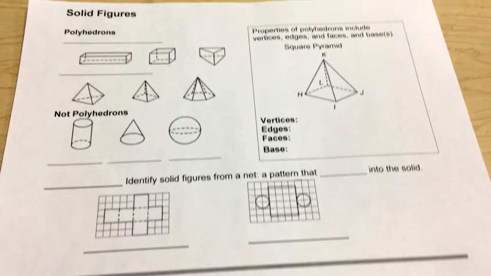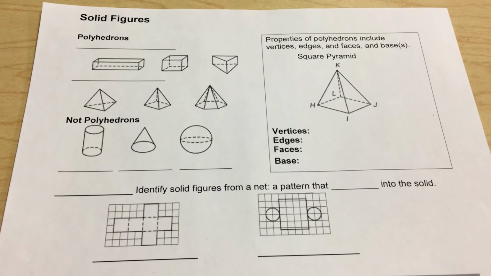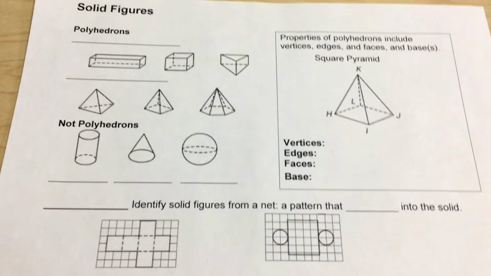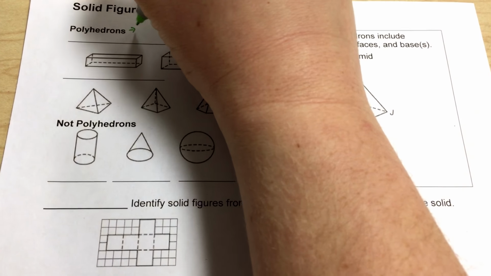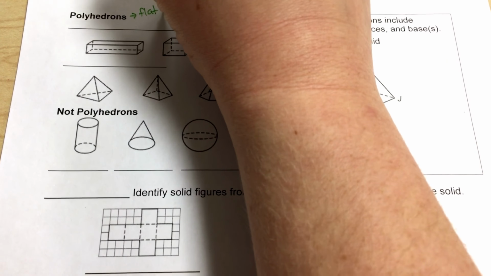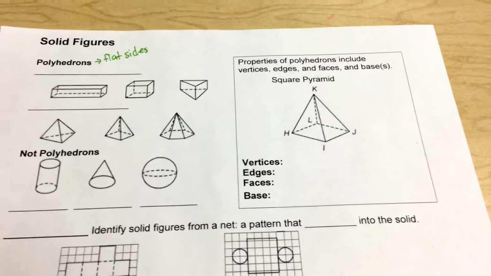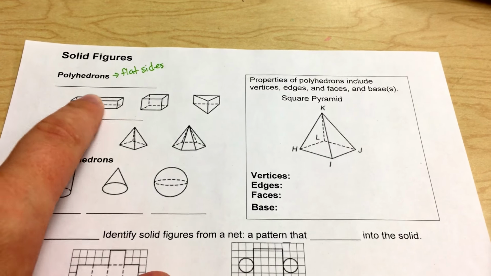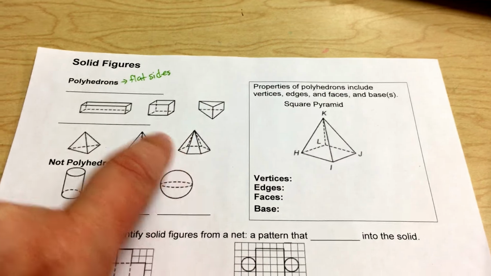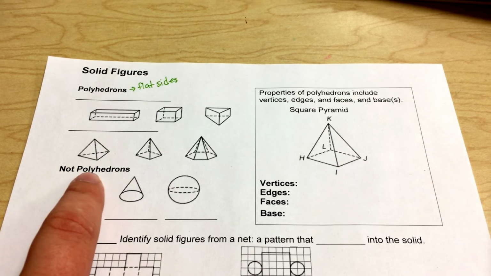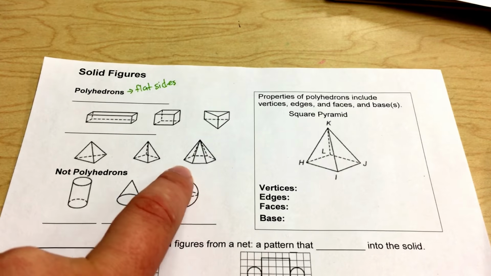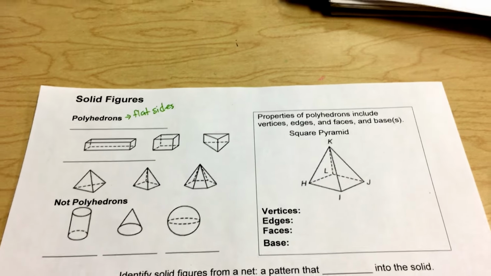Today we're going to talk about solid figures, and we're going to be talking about two types, polyhedrons and non-polyhedrons. Polyhedrons, I'm just going to have you draw a little arrow here. I'm going to have you put flat sides. You're going to know most of these shapes. They're 3D shapes, and I know you guys have done that before. Polyhedrons are the 3D shapes that have these flat faces, whereas non-polyhedrons have these rounded, I want to say faces, but that's not quite right.